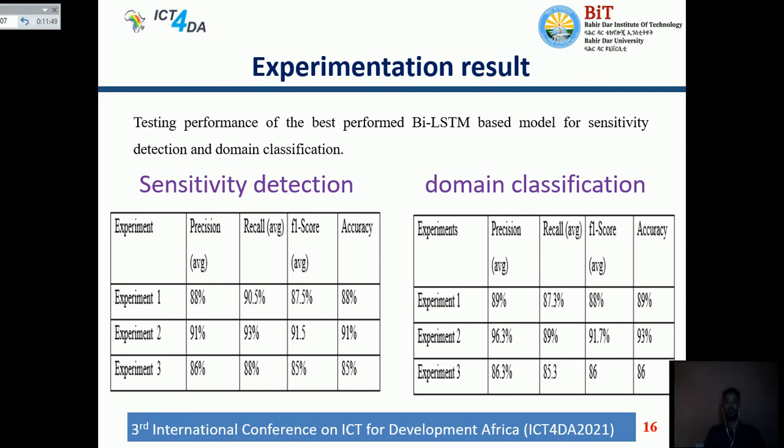Among the 3 deep learning algorithms, our experiment shows that the BLSTM based model performs best for sensitivity detection and domain classification. And among the 3 experiments, the BLSTM performs best at experiment 2 for both sensitivity detection and domain classification. That means BLSTM scores an accuracy of 91% for sensitivity detection at experiment 2, and for domain classification it scores 93% accuracy.